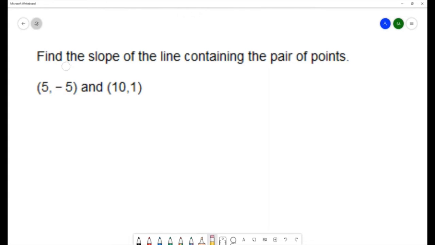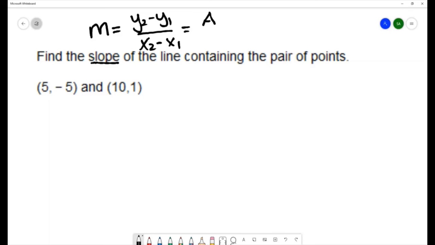In this question, we want to find the slope of the line containing the pair of points (5, -5) and (10, 1). The formula for calculating slope is y2 minus y1 over x2 minus x1. This is the change in y. That symbol that I wrote there looks like a little triangle. It's the Greek letter delta, for change, over the change in x.